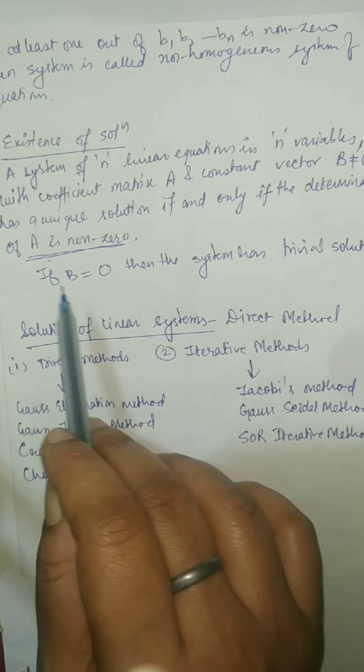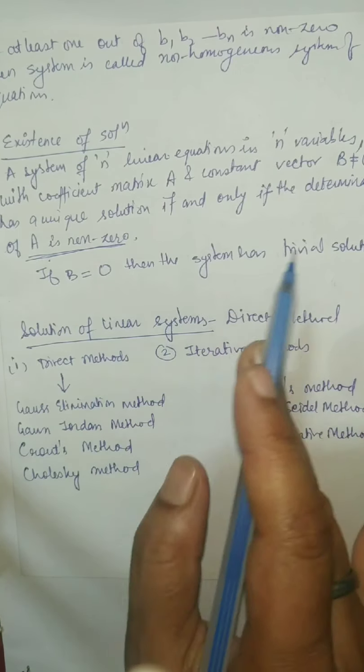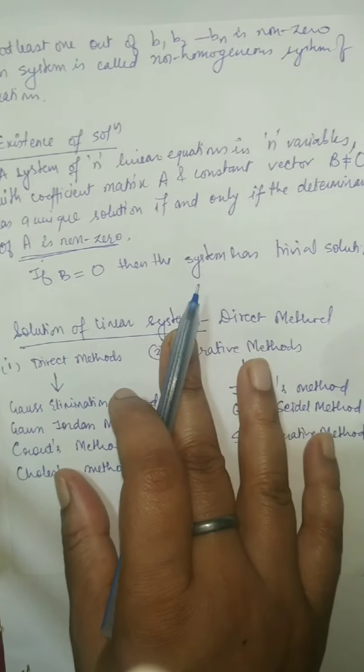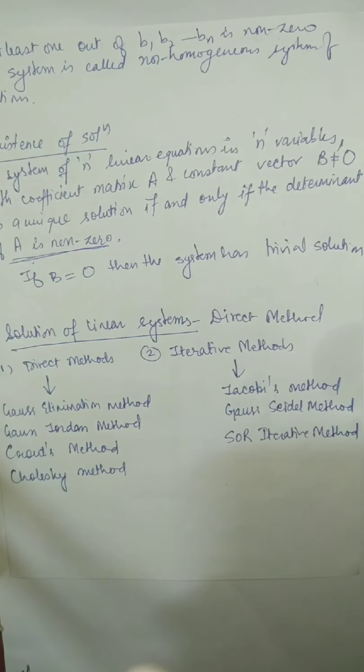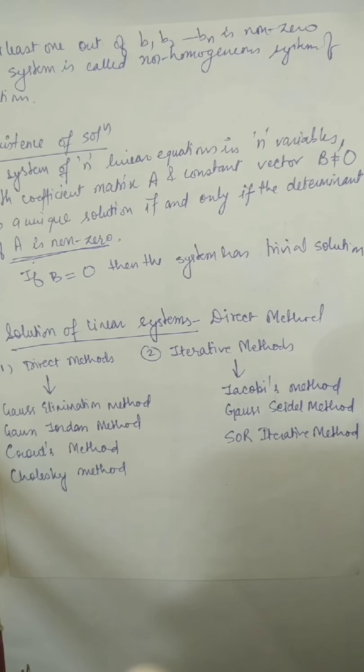Second, if B is equal to 0, then the system has a trivial solution or zero solution. Further, in this case, if determinant of A is 0, then the system has infinitely many different solutions. Otherwise, the system has no solution other than the trivial solution.